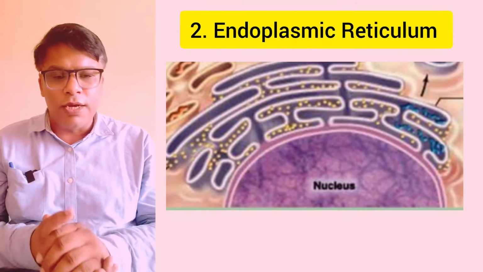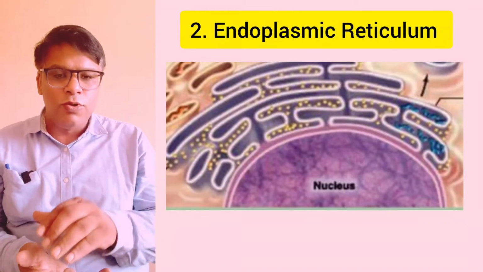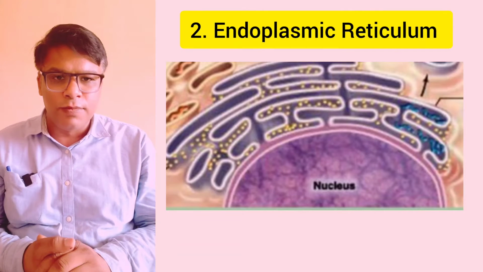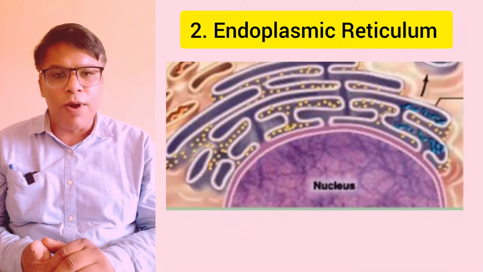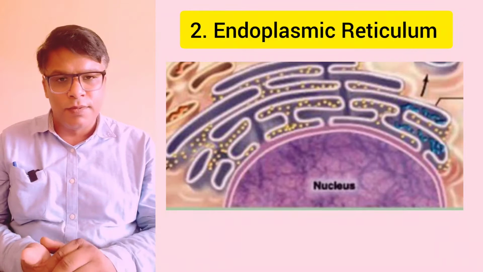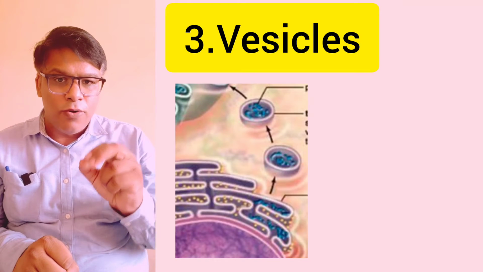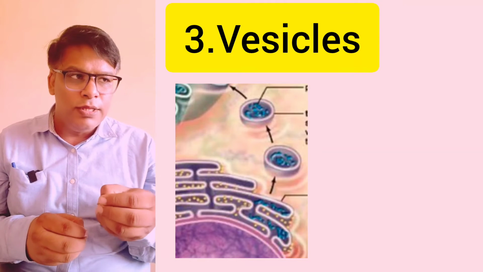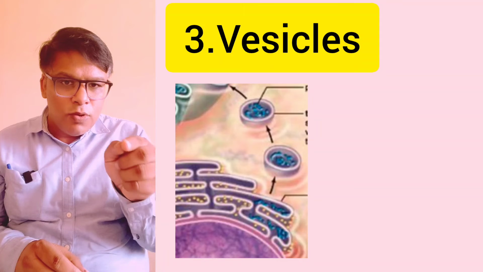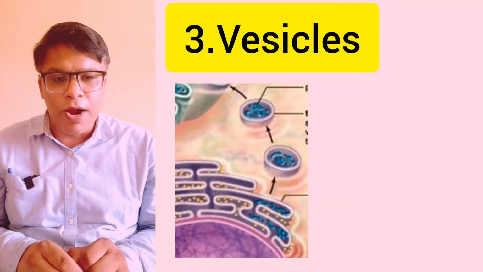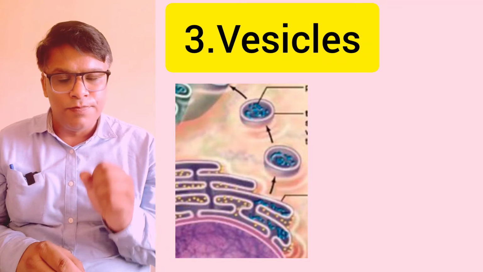Just have a look at the structure. Around the nucleus you have a network of ER. So the ER, the endoplasmic reticulum, is part of the endomembrane system. Now from the ER, you see vesicles bud off and carry proteins. From the smooth endoplasmic reticulum, they carry lipids. So these vesicles are also part of the endomembrane system.